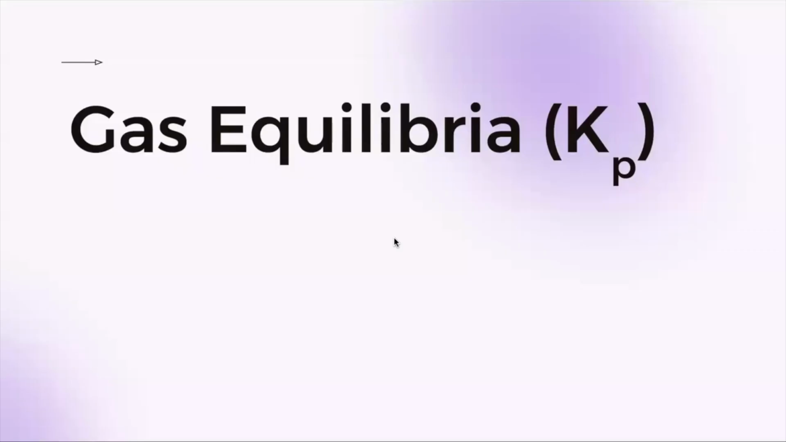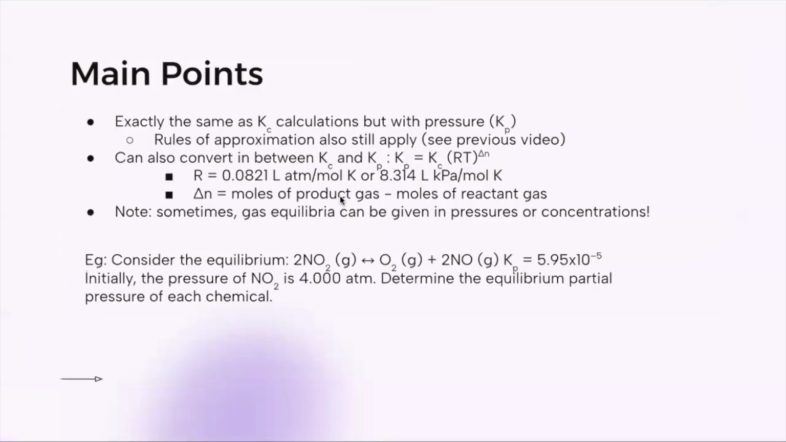All right, let's go ahead and get started with gas equilibria. Okay, so the majority of these concepts are going to be exactly the same as Kc calculations, so working with concentration, except now instead of concentration, we're switching out to pressure. So we can still approximate, we're still going to set up ICE tables the same. It's just that now when you have gases, you can be given concentrations or you can be given pressure.